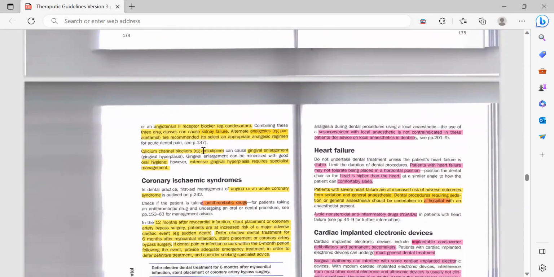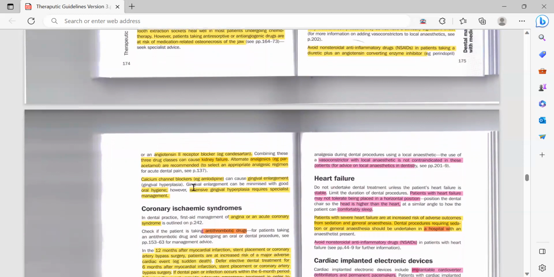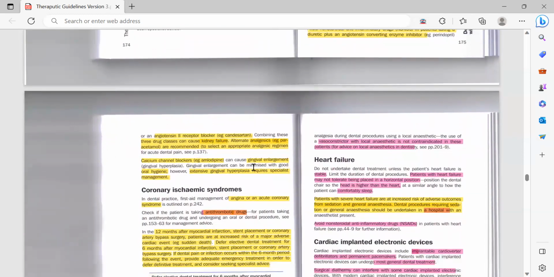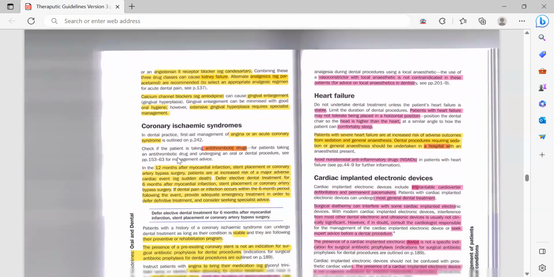Then calcium channel blockers, which is amlodipine, can cause gingival enlargement. So there are certain categories of drugs that people take to lower their blood pressure. If the patient is taking calcium channel blockers, they have the side effect of causing gingival enlargement or gingival hyperplasia. Gingival enlargement can be minimized with good oral hygiene. However, extensive gingival hyperplasia requires specialist management.